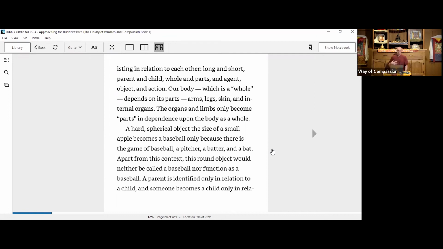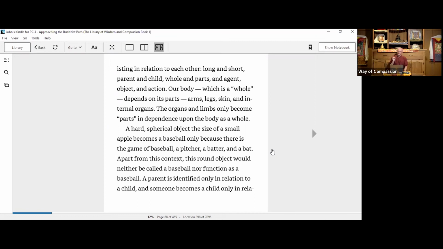Our body, which is a whole, depends on its parts: arms, legs, skin, internal organs. The organs and limbs only become parts in dependence upon the body as a whole. So this dependency in terms of relation to what? Relation to parent, child, body, parts, etc. This designation of our body, which is dependent on parts.